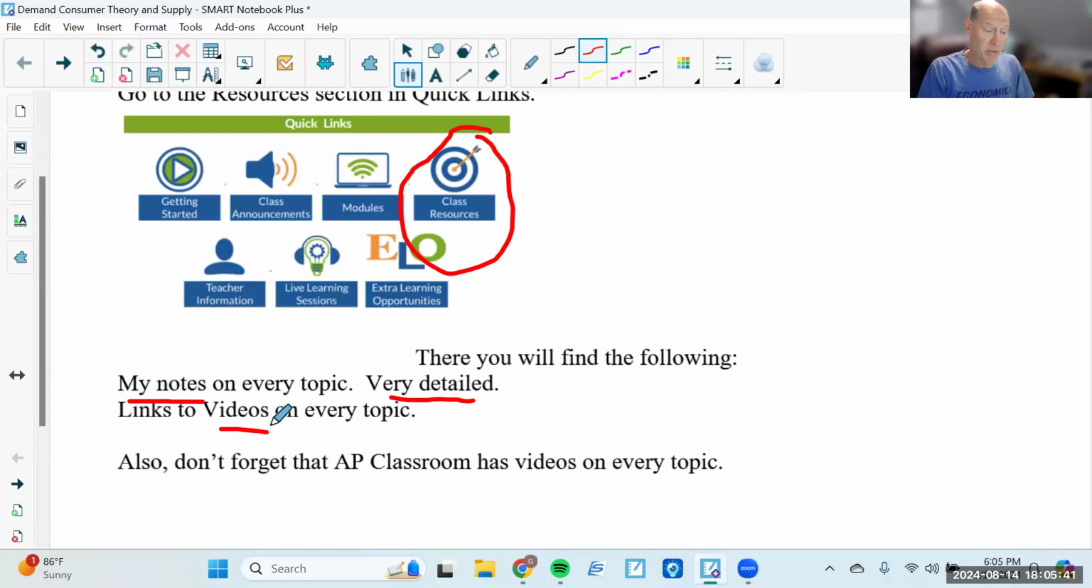Jacob Clifford and Jacob Reed, ACDC, or that's Jacob Clifford, Khan Academy. There's a few others, so there are also links to other videos that cover this. But also don't forget that AP Classroom has videos on every topic. So if you're struggling over a topic, and you're a visual learner and you like to read, then go to my notes. But if you like people to show you videos on it, then go watch some of those videos. Everything you need is there. So there you go. All right.